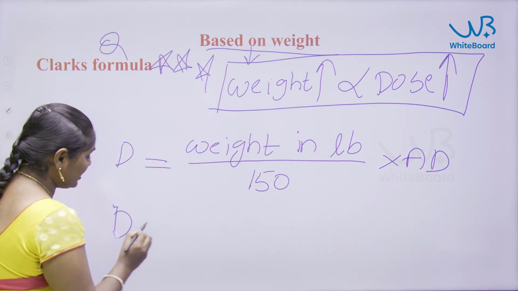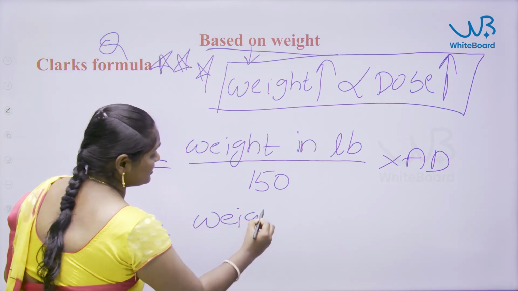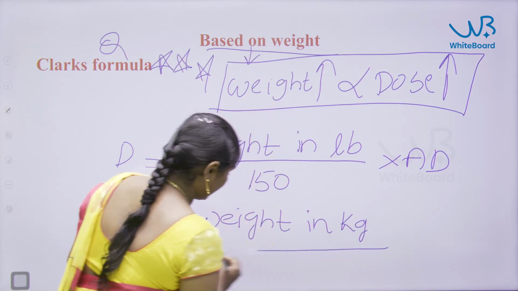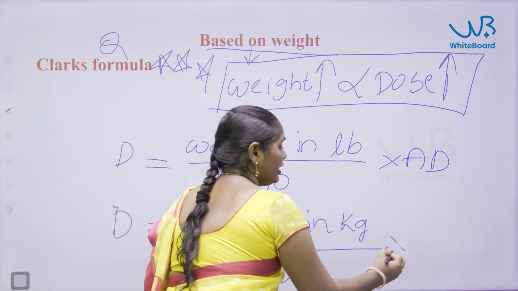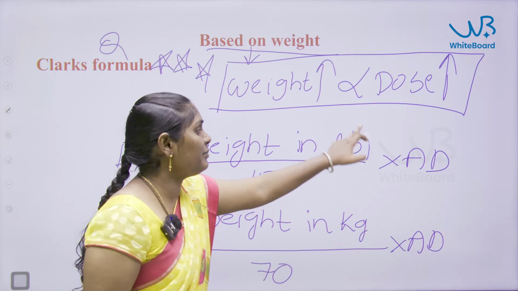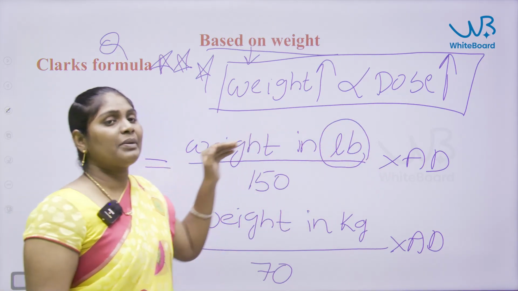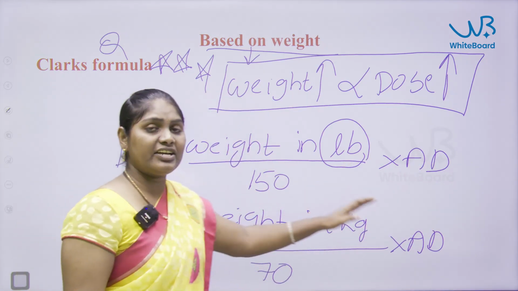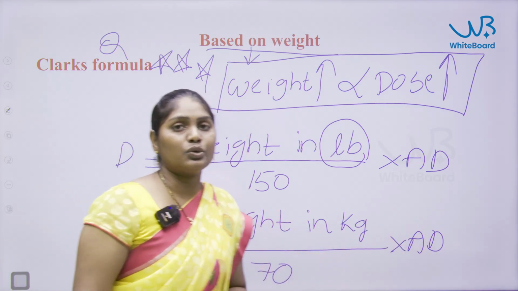And one more formula is there, that is weight in kgs. Weight in kgs by 70 into adult dose. Here lb means pounds. So weight in lbs by 150 into adult dose, and weight in kgs by 70 into adult dose.